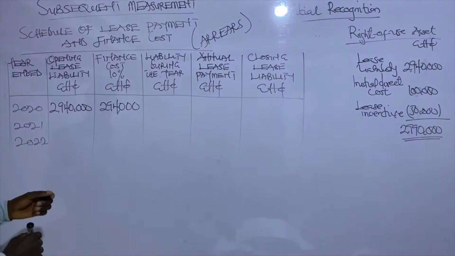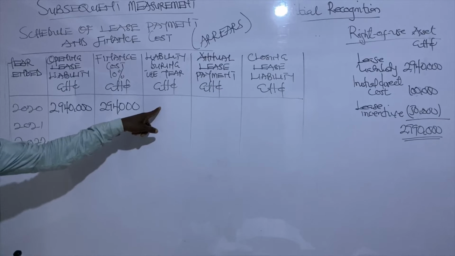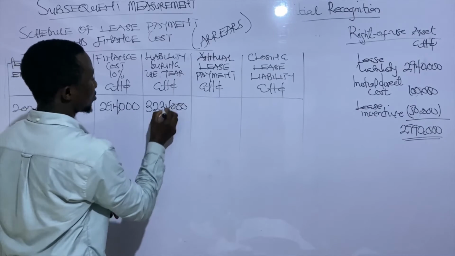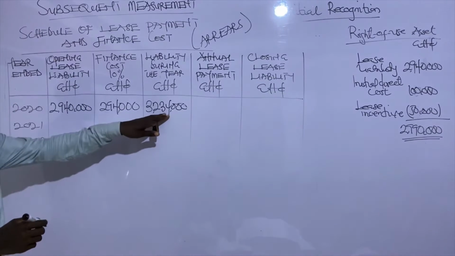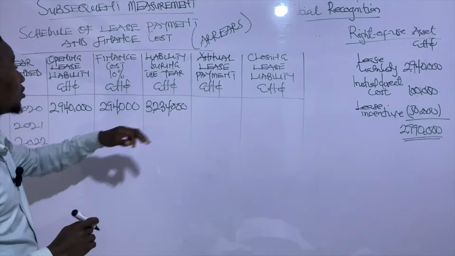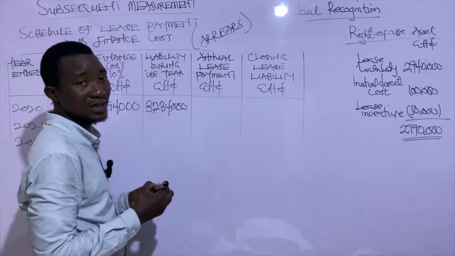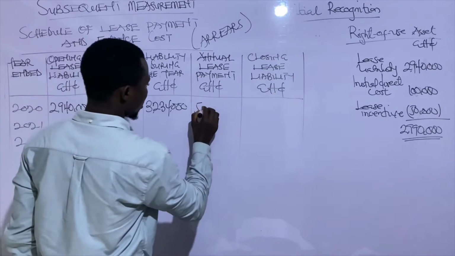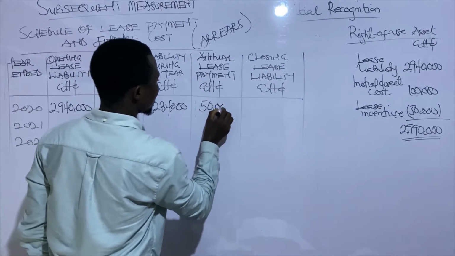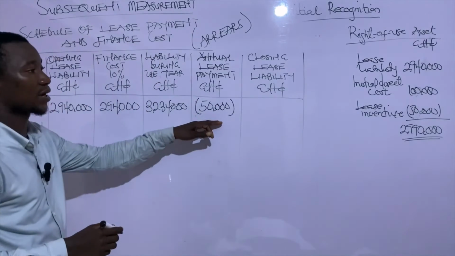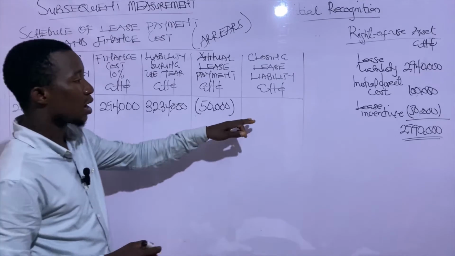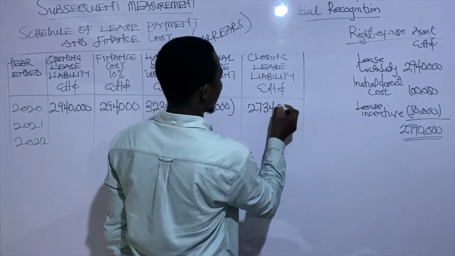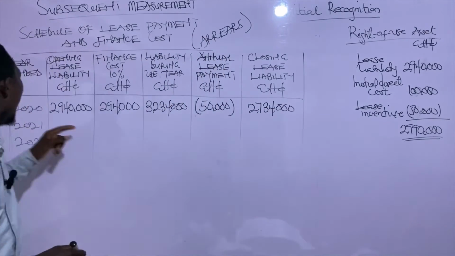So the next thing to do is to add the finance cost to the opening liability to arrive at the liability during the period. And this will give us 3,234,000. Very good. After arriving at the liability during the period, we subtract the annual lease payment. The annual lease payment is 50,000 Ghana cedis. Because it is an outflow of cash, we put it in brackets. So when we subtract, we arrive at 2,734,000. This becomes the closing liability at the end of 2020.